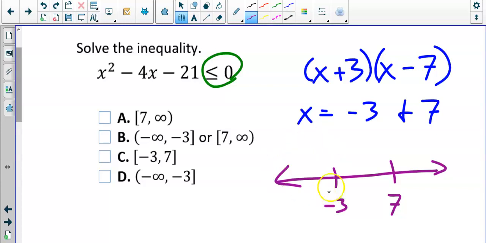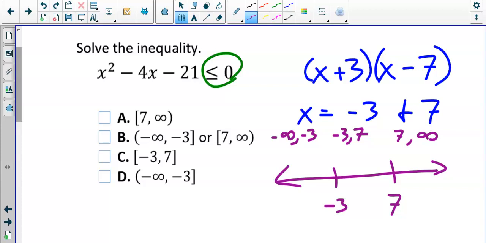What is this interval that's right here? What is this interval? From what to what? Negative infinity to negative 3. What is this interval? Negative 3 to 7. And what is this interval? 7 to infinity. Okay? Now, we have these intervals.